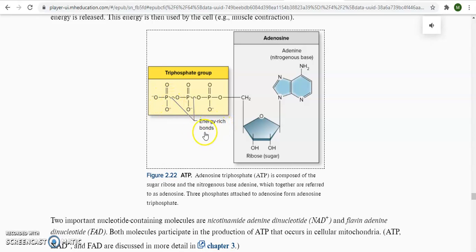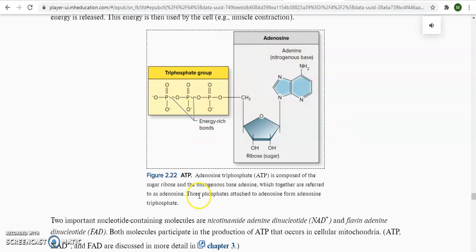So they're energy-rich bonds, and that energy came from breaking down glucose by the cell. So those little high energy bonds, when they get broken, will release a bunch of energy, and that energy can be used to do work in the cell. So if you break that bond and you lose this phosphate, then you have adenosine diphosphate. And then if you break another bond, you lose two phosphates, then you'd have adenosine monophosphate.